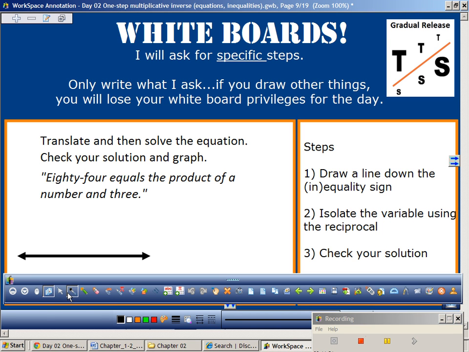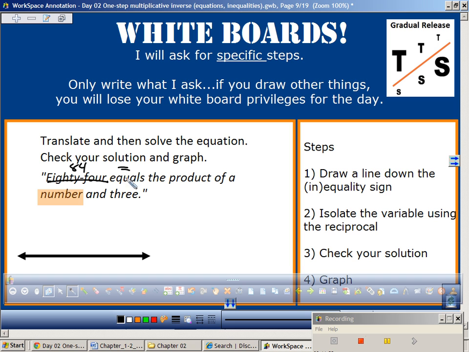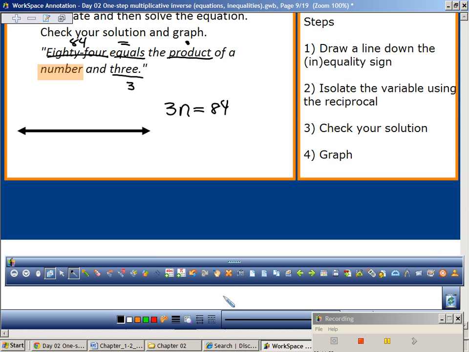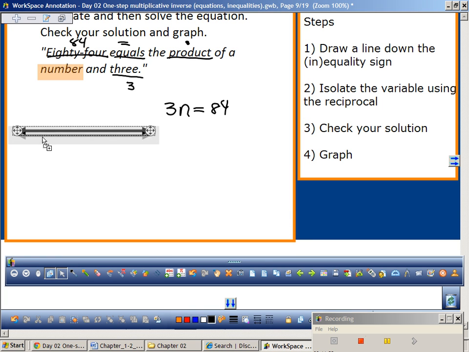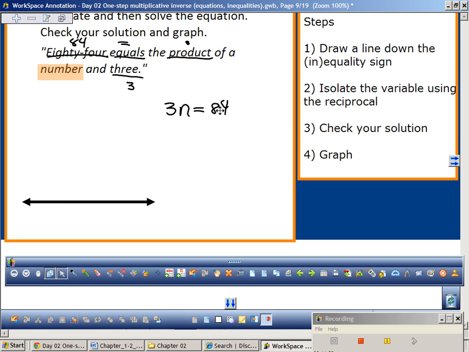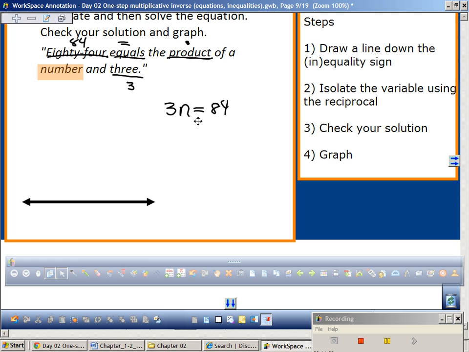Okay, so most of you have it. 84 equals the product of a number and 3. So we have 84 equals the product, multiplication, of a number and 3. So the product of a number and 3 equals 84. Try and challenge yourself to solve this using the multiplicative inverse and factoring. So go ahead and try that now.